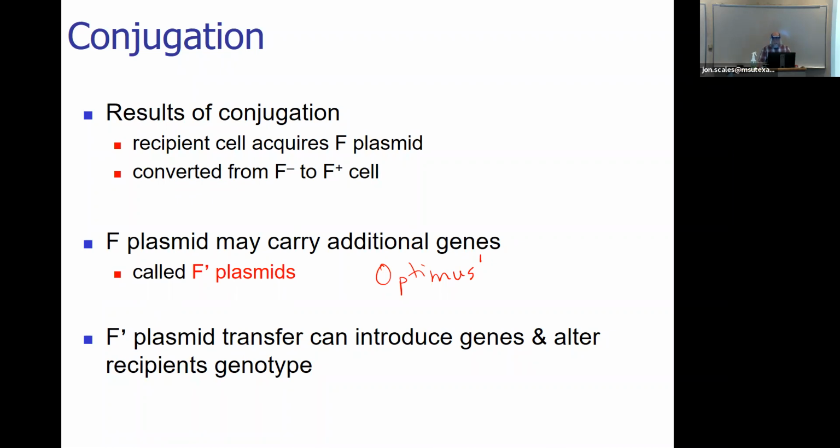Prime. Okay, so these F prime plasmids would carry an extra gene, and they could find that they could map those, right? Cool. Sometimes they carry 2 genes. Great. We got 1 or 2. E. coli has about 6,000 genes. So that's going to take a while.